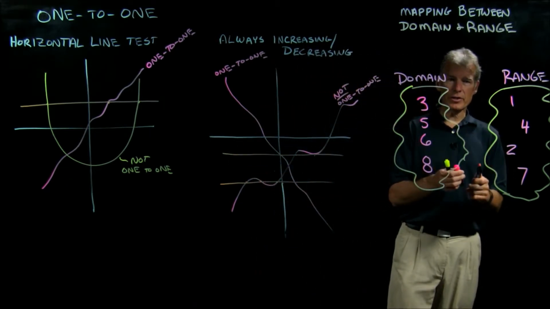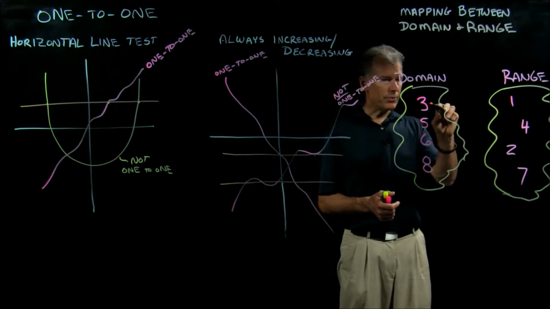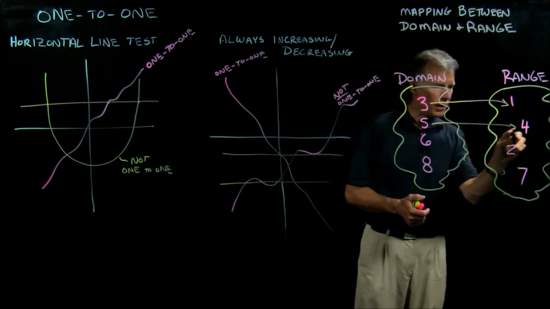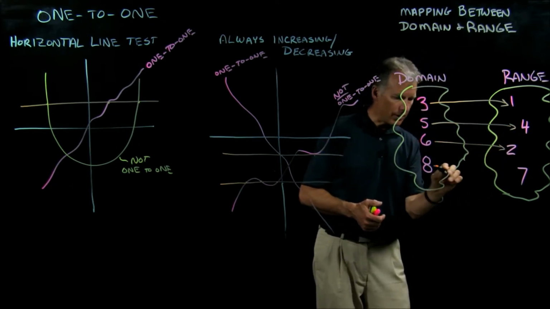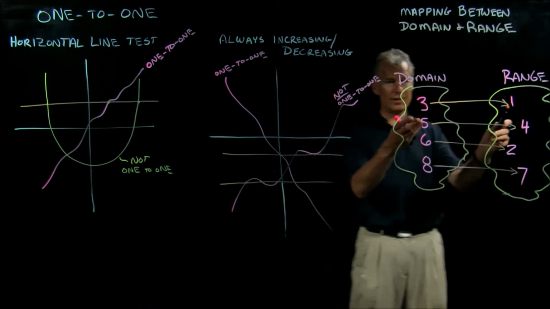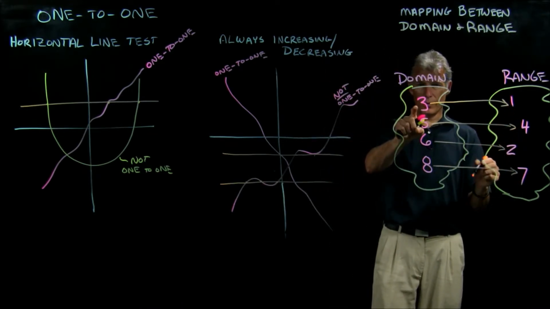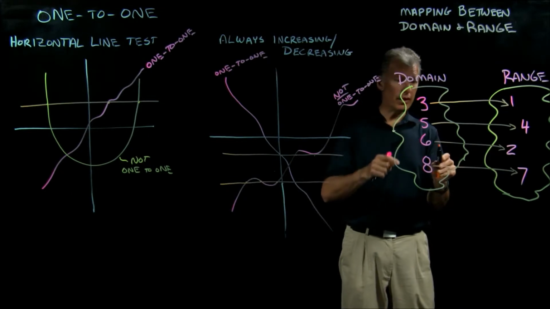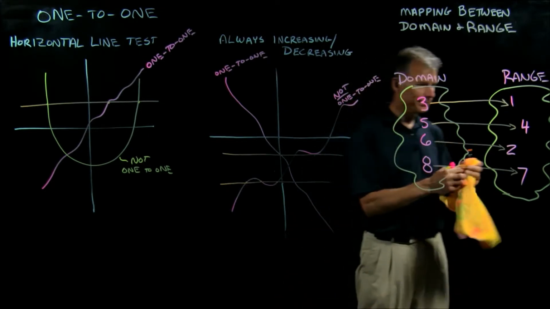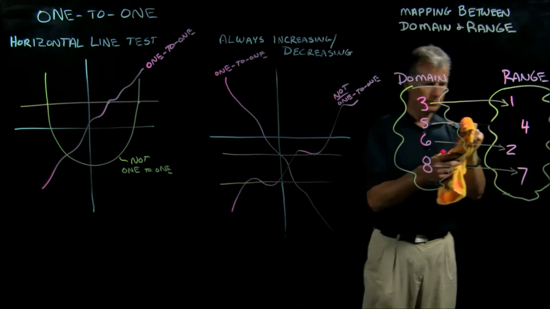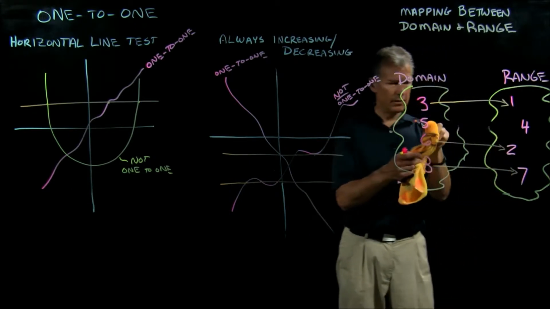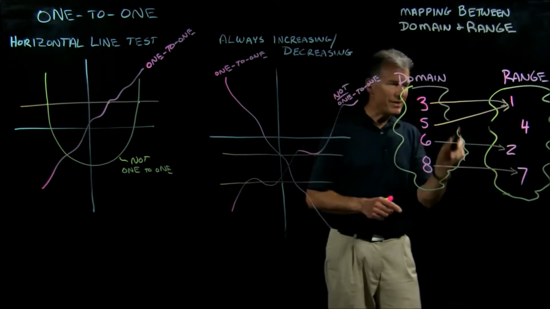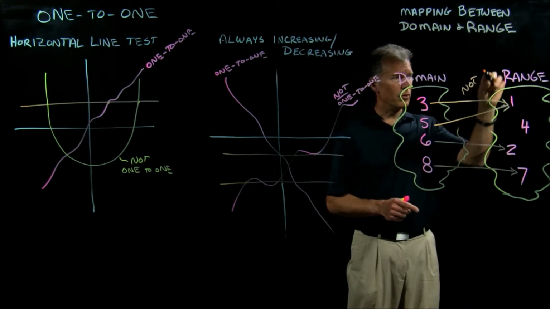Now let's talk about the domain. And again, this is very much like finding functions. So let's say that you put in a 3 and it gives you a 1 out. You put a 5 in, it gives you a 4 out. Put a 6 in, gives you a 2 out. 8 in, gives you a 7 out. This is easy to see where we get the name one-to-one. Put one value in, you get one value out. So this here would be one-to-one. But of course, if I were to change this just a little bit, so that if I put in a 5, I also get a 1 out, then we'd say this is not one-to-one.